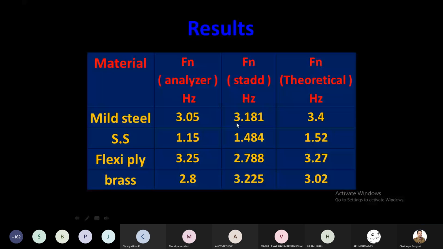So basically what we do here, you see, we have performed the test on the shake table and we get these frequencies. These frequencies we received for mild steel, stainless steel, flexiply and glass. Then we have also modeled this in STAAD, and in the STAAD software we received these frequencies. And theoretically, because we know the mass and we know the stiffness, we calculate by putting them in the equation and we get this answer, right?